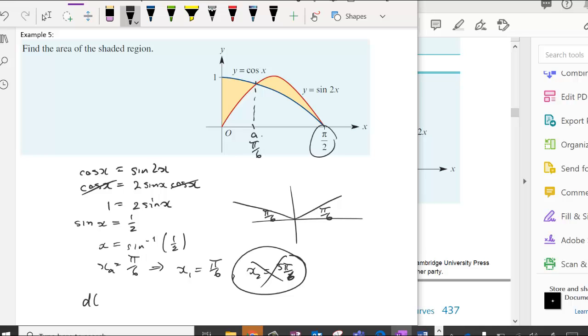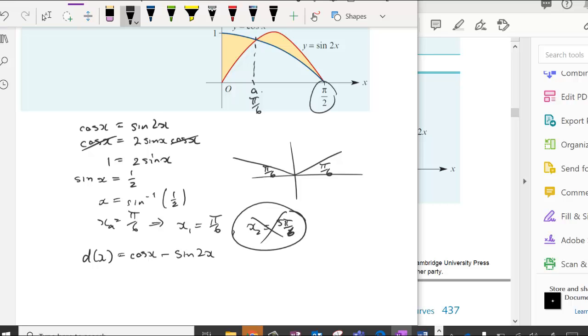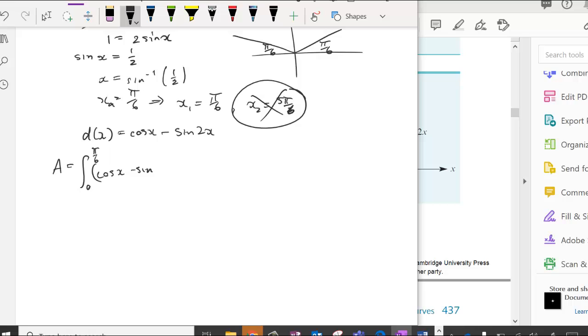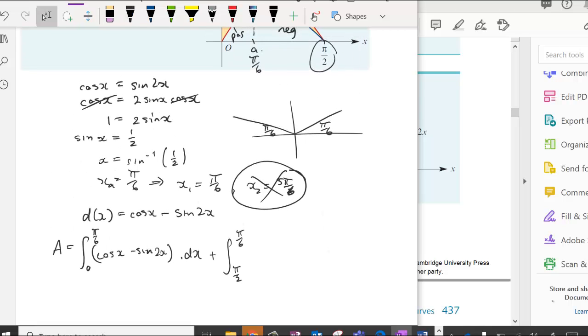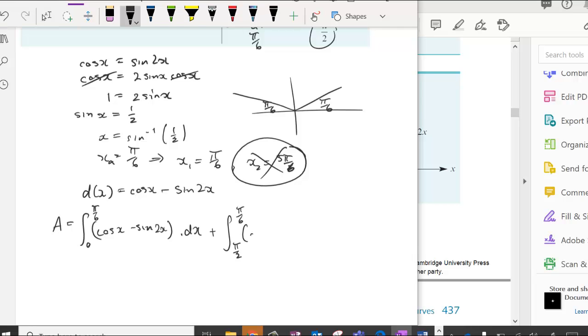Now, if we say our difference function, we'll let cos x be first. So cos x subtract sine 2x means we end up with a positive section here and a negative section here. And so that means our area is between pi on 6 and 0. We have cos x take sine 2x with respect to x. And then we can add on the integral between pi on 6 and pi on 2. We can see we flip those limits in order to make that positive. And we have cos x takes sine 2x with respect to x.